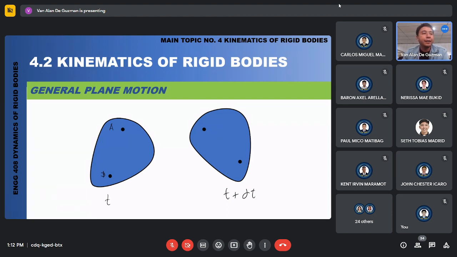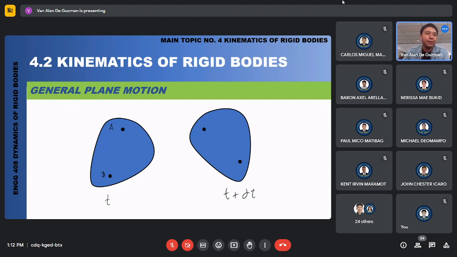Mapapansin nyo dyan, not only did it move from the left to the right, okay, nagkaroon din siya ng change in orientation. Nag-rotate din siya. Nakita po ba? Na-visualize po ba yon? Opo, sir. Kasi nag-move siya from left to right. Sunod, kita nyo itong sungot na ito, itong pointed section na ito. Lumipat siya to different direction. So not only did it translate, nag-rotate din siya. So sana na-visualize nyo yun.